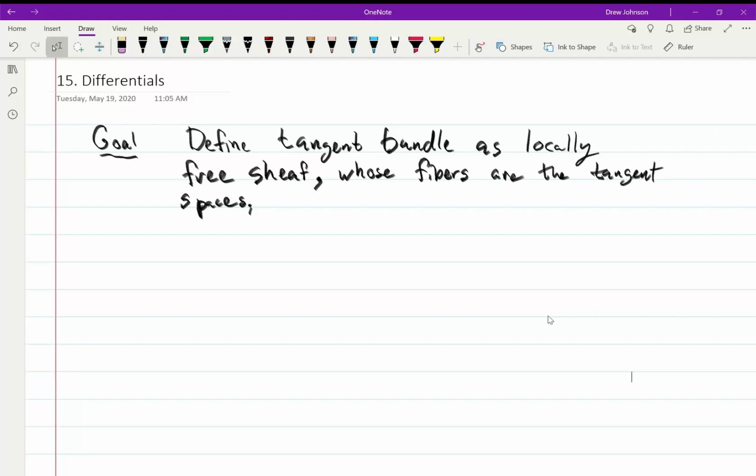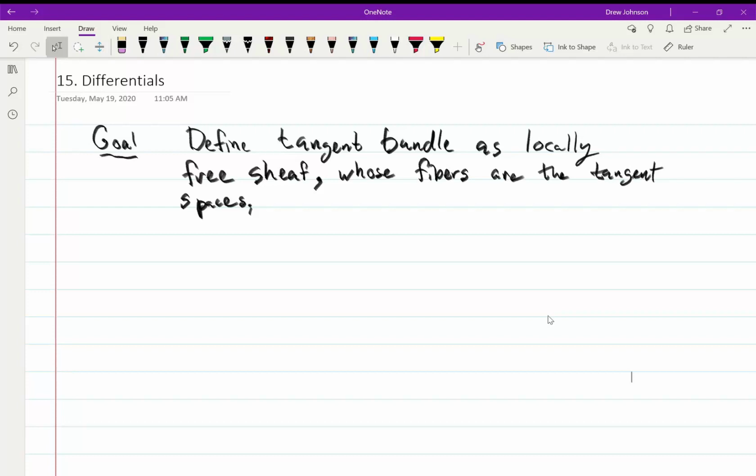And remember, what's the fiber of a locally free sheaf? Well, you take a point of your variety or your scheme, and then you look at the stalk, and then you mod out by the maximal ideal. That'll give you a vector space. So I think we talked about that last time. A vector space over the residue field at that point, and that's called the fiber.